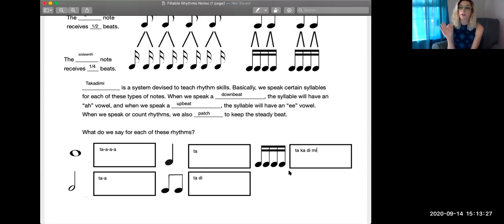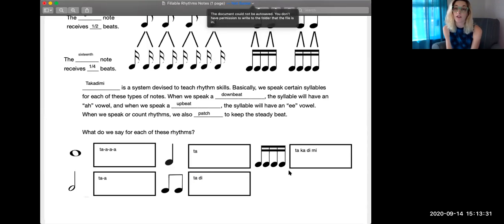So when you are speaking 16th notes, this one's a little bit more challenging because you now have to also subdivide instead of just divide. So you're gonna go ta-ka-di-mi, ta-ka-di-mi. So you've got ta and ka down here because they're both part of the downbeat because they both have that ah vowel. Then the di and the mi are both up here because they both have the upbeat. So they both got that E vowel.